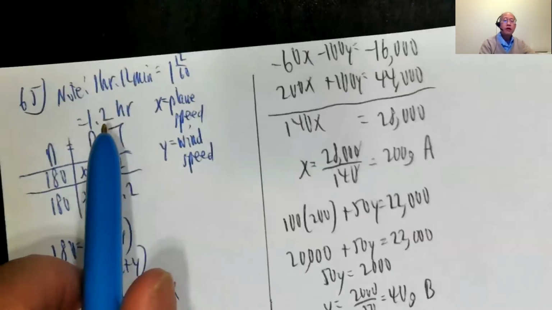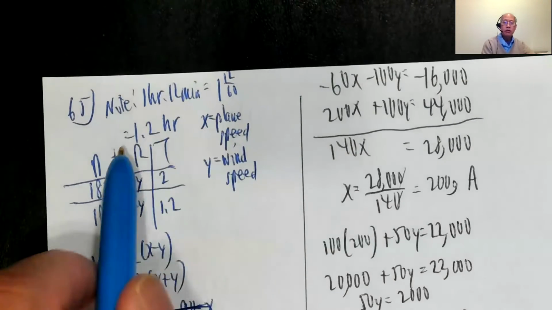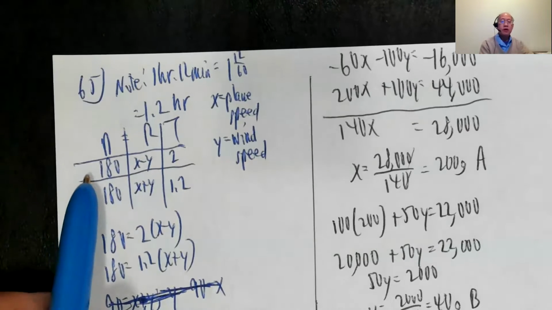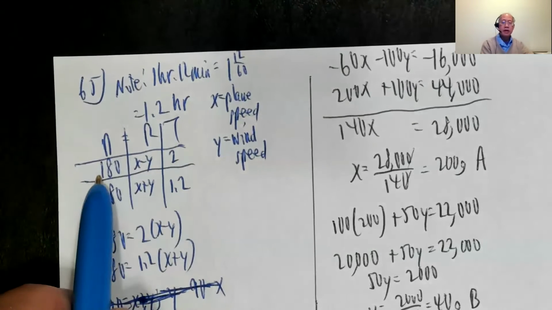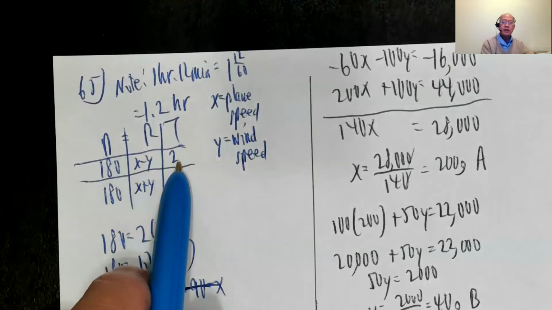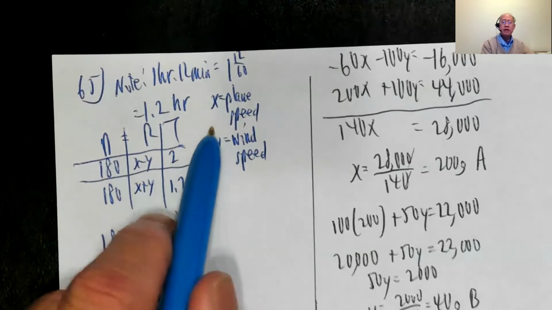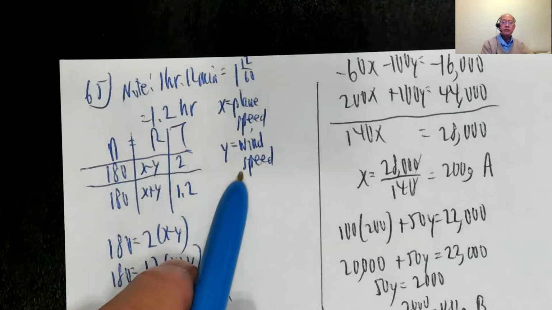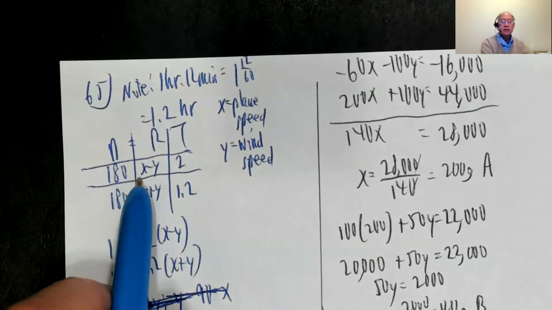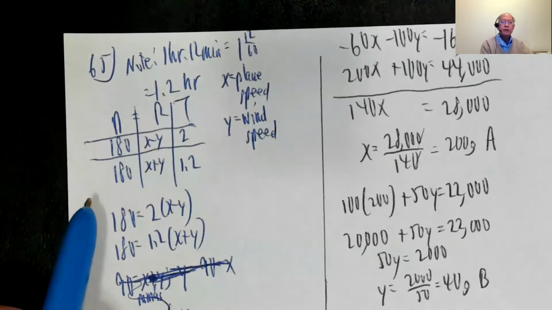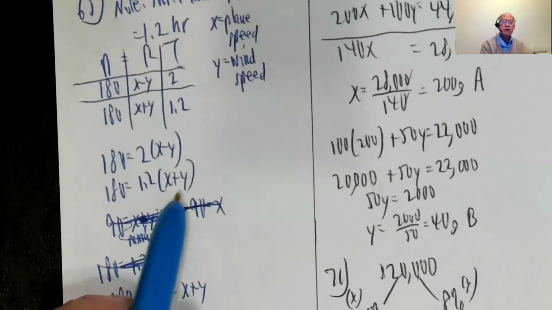65. 1 hour and 12 minutes is 1 and 12/60 hours, or 1.2 hours. Okay, so between the two cities of Bismarck and Fargo, the distance equals rate times time, it's 180. This time going against the wind is 2 hours, going with the wind is 1.2 hours. Let x be the speed of the plane, and y is wind speed. So the rate against the wind is x minus y, going with the wind is x plus y. So 180 equals 2 times (x minus y), and 180 is also 1.2 times (x plus y).